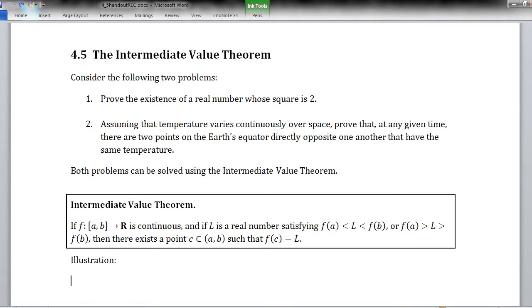Here's what it says. If you have a continuous function, f, from the closed and bounded interval from a to b to the real numbers, and if L is a real number between f of a and f of b, then there exists some c between a and b, such that f of c equals L. Now, there may well be more than one such c that works, but the theorem is saying that there's at least one such c.